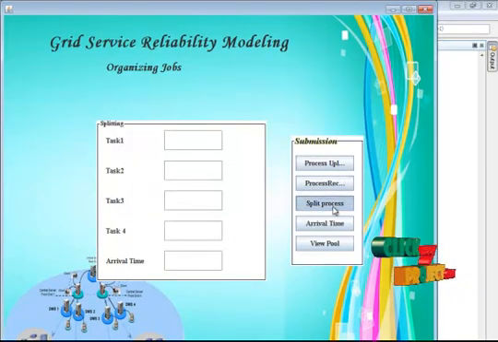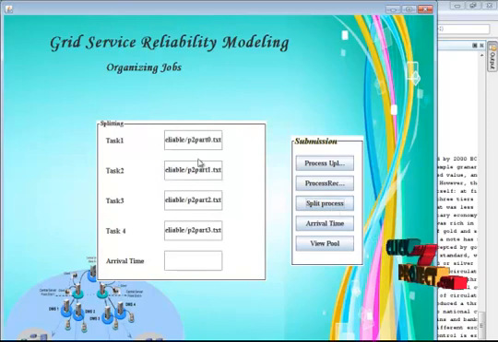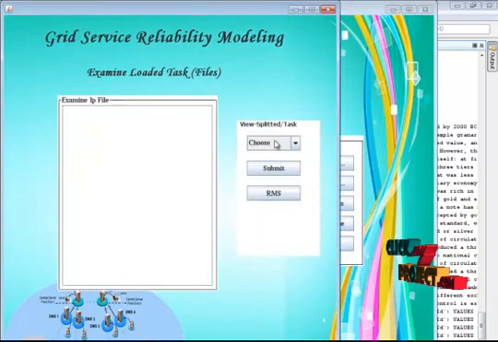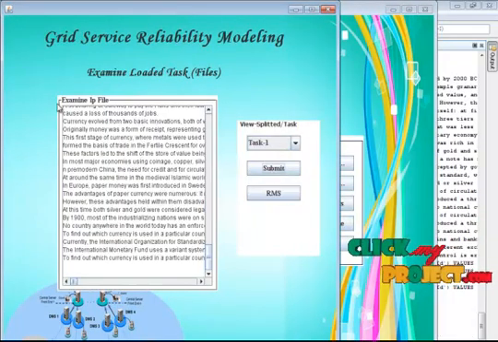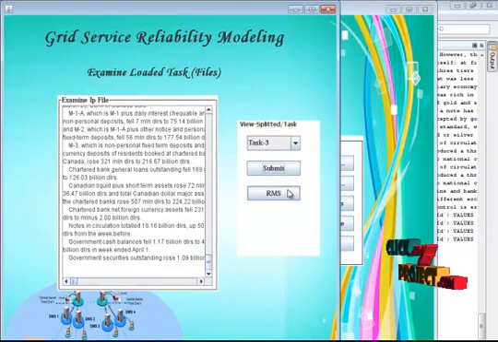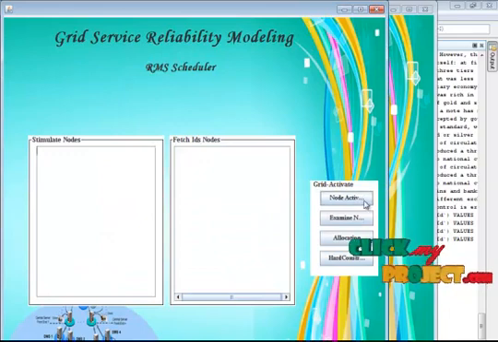Processor received. Then split process. So this one file is being split out into these four parts. Arrival time is estimated, and after that, pools are taken up. So this is the task pool. You can just see the task pool. And after that, RM server executions.